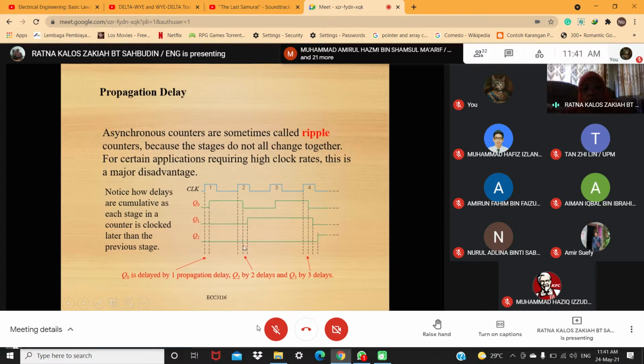So here you already have one delay. See the first stage, one clock, one delay, and then you have two delays, and then here you have three delays already. It's cumulative. So by the time you reach the third stage, you have three delays. If you have more stages, then you have more delays, right? That is the disadvantage, because the clock is only at the first stage, and the second stage refers to the first stage, and the clock for the third stage refers to the second stage.